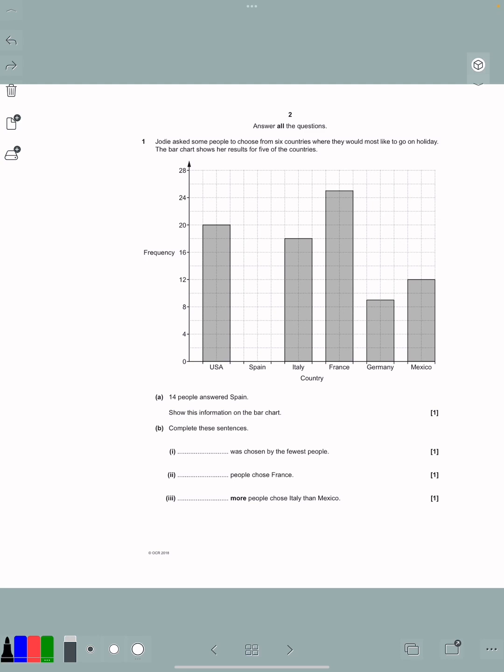14 people answered Spain, so that would be here. The fewest people, that would be Germany. France was chosen by 25. Italy versus Mexico. Italy was 18 and Mexico was 12, so that would be 6.